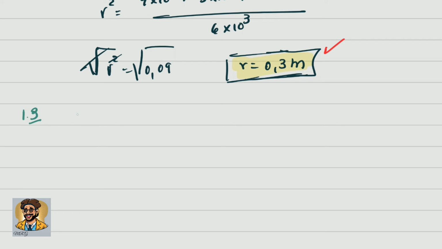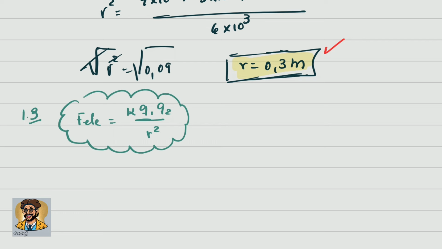So the electrostatic force for 1.2 was, in formula, K Q1 Q2 divided by distance squared. This was the electrostatic formula. Let's say electrostatic force 1. But now, the new situation, they changed the distance. So the new electrostatic force is equal to K Q1 Q2 divided by distance, but the distance is now double.